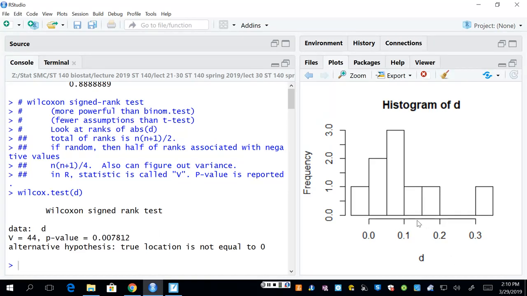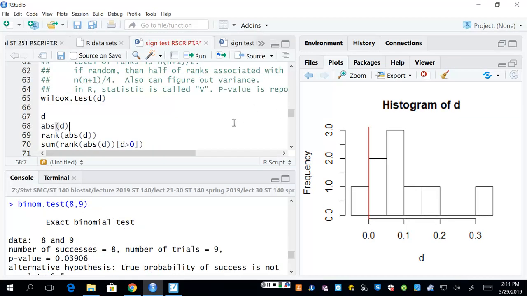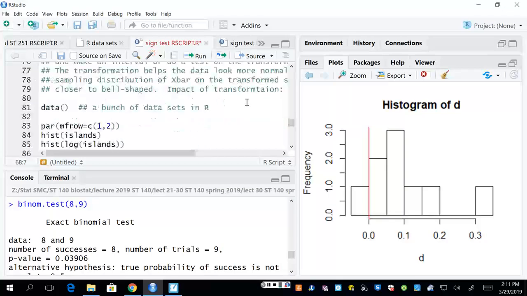So in this case, if we put an abline and a vertical line at 0 in red to make it stick out, most of the differences are on the positive side. So most of the ranks add up on the positive side. It's a lot bigger than average. So you get a very small p-value when it evaluates. So this would be a significant result, that one strain is significantly different than the others. So anyway, that's another type of test, and these are some details about doing it.